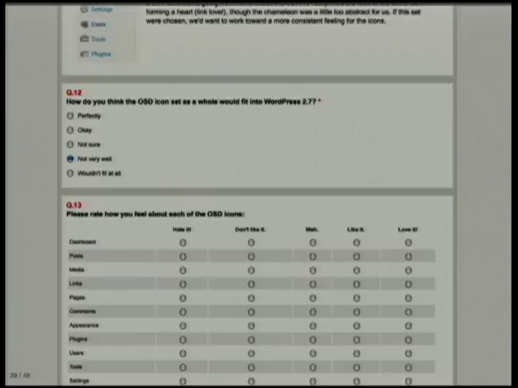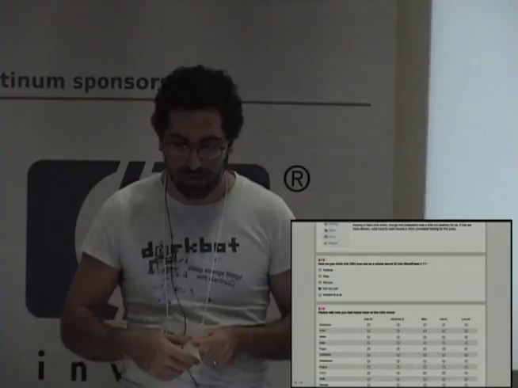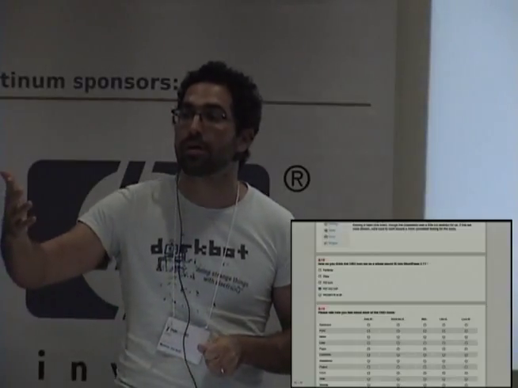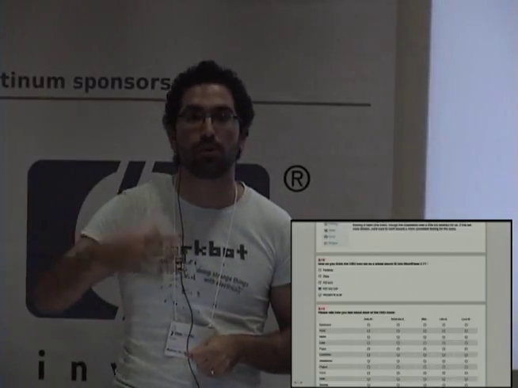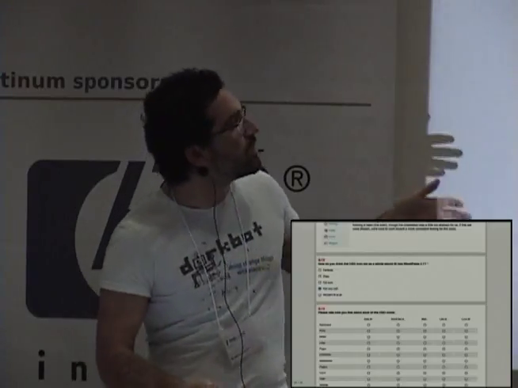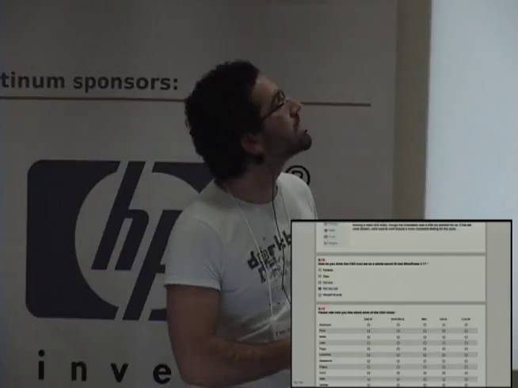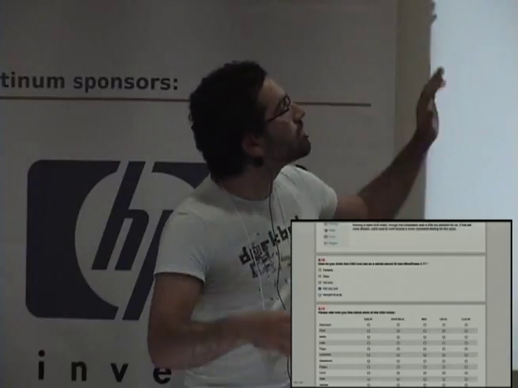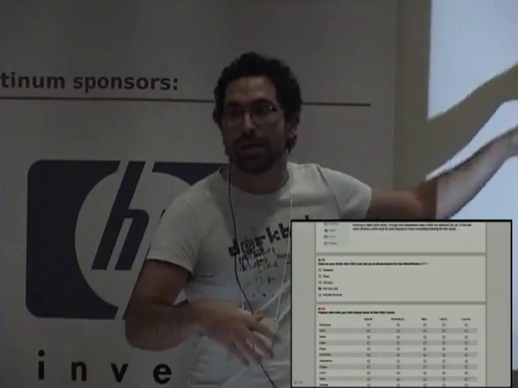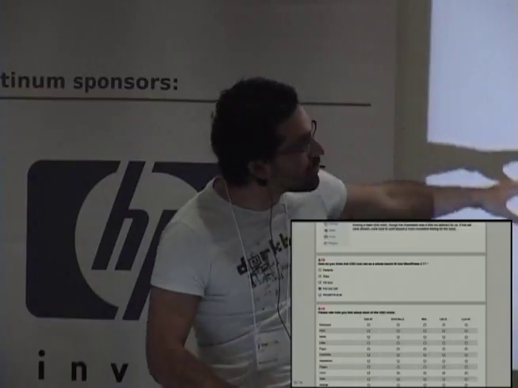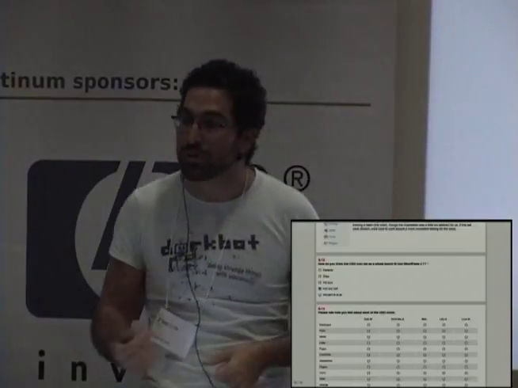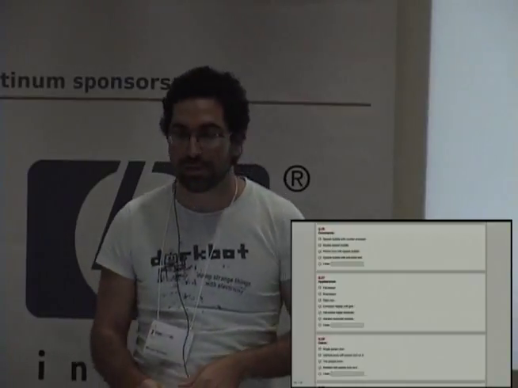There were a bunch of icon sets that were submitted to the WordPress community, and the way Automatic, leading that process, processed the contributions is through a form. Now, obviously, you would expect questions like, how does the OSD icon set function? Do you think it's good? Do you think it's bad? That's obvious. What do you think about each one of the icons? That's also obvious.